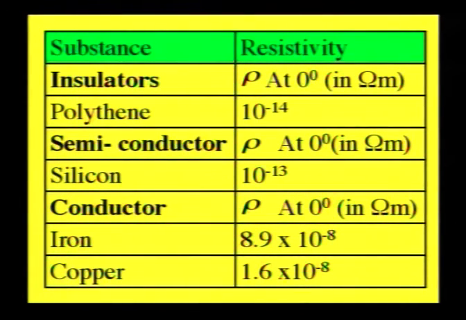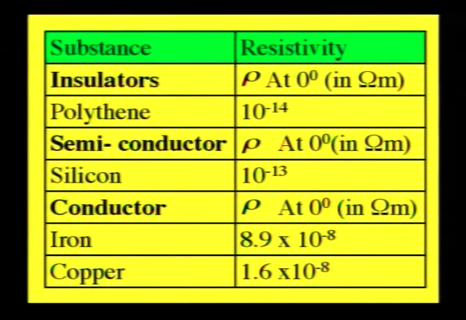In case you might be wondering what all of this stands for, this is rho, a Greek letter for resistivity. Polythene, which is an insulator, has 10 to the minus 14. The unit is ohm meter. For silicon, it is 10 to the minus 3, and then you have iron, which is about 8.9 times 10 to the minus 8, which is a conductor, and then you have copper, which is 1.6 times 10 to the minus 8 ohm meter.